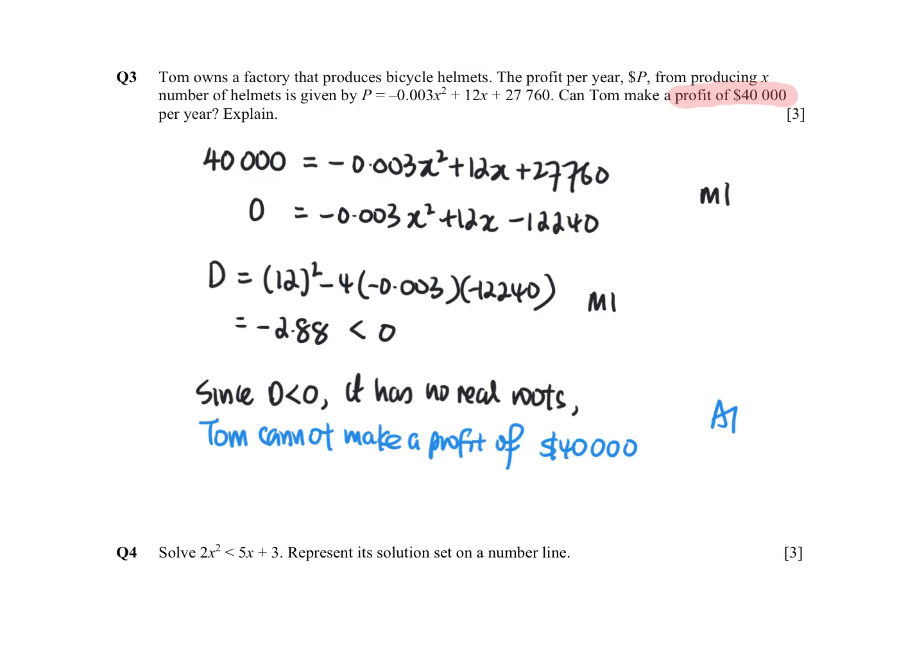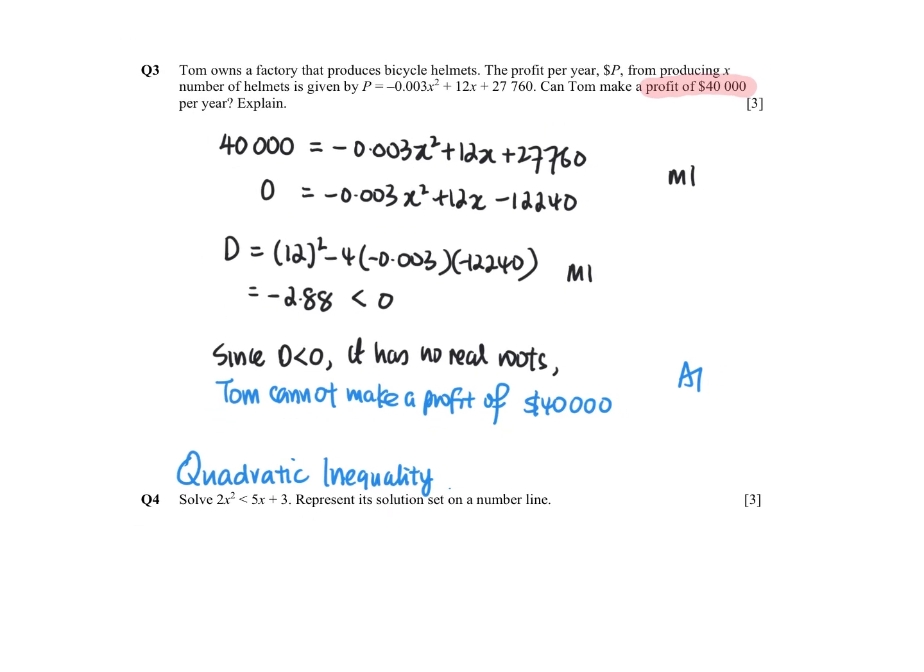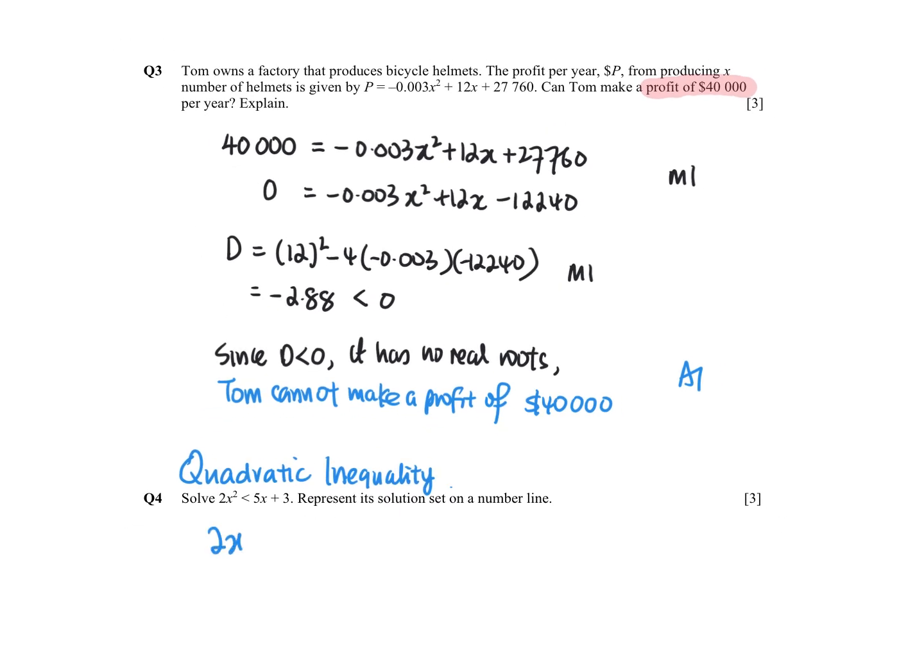Okay, question 4 is a pure quadratic inequality question. No need to think about discriminant. Okay, a pure quadratic inequality question. So what you do is shift everything to one side first. And then remember, you need to determine the shape. So since this is positive, you know it's a Smiley curve.